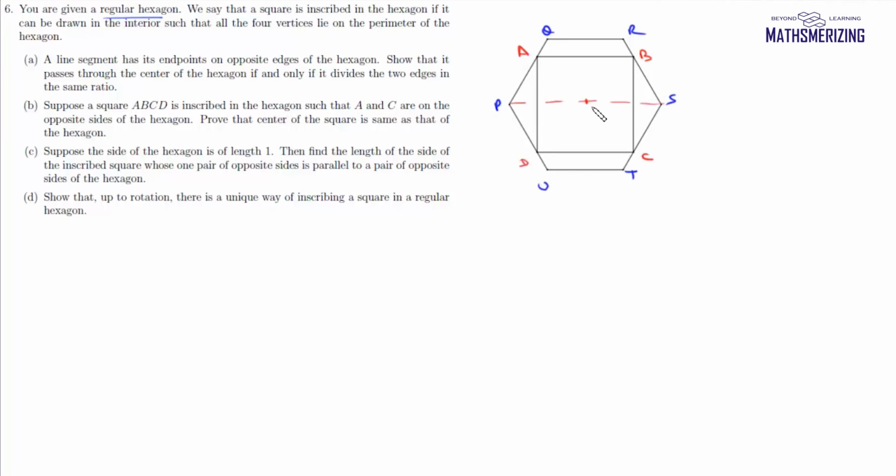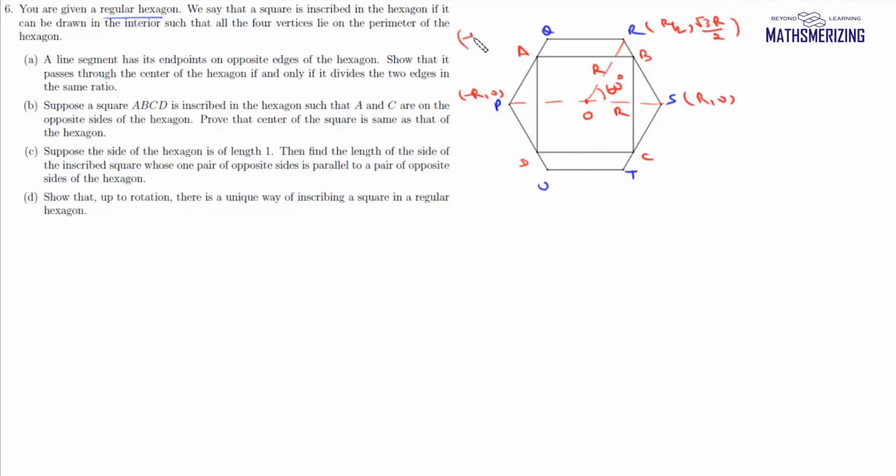Now let us take the center of this hexagon as origin. Then this angle will be 60 degrees. Now suppose this length is R. Then the coordinate of S will be (R, 0). P in that case will be (-R, 0). And here it will be R cos theta. R cos 60 is simply R by 2. And then root 3 R by 2.